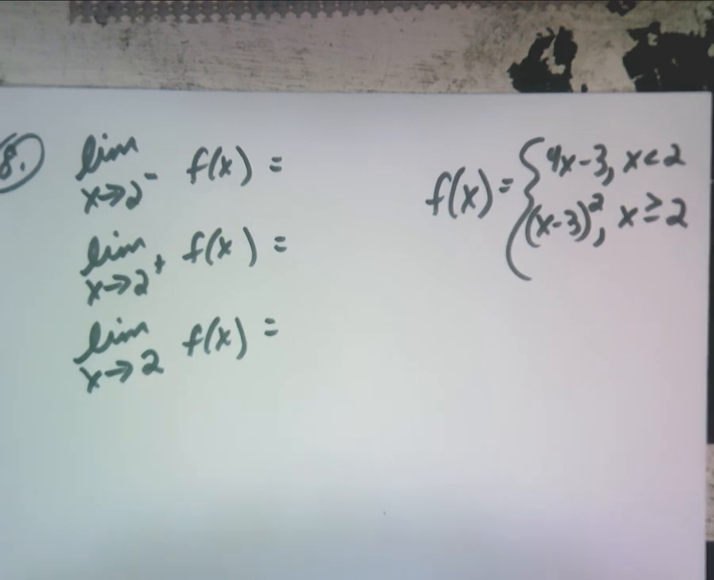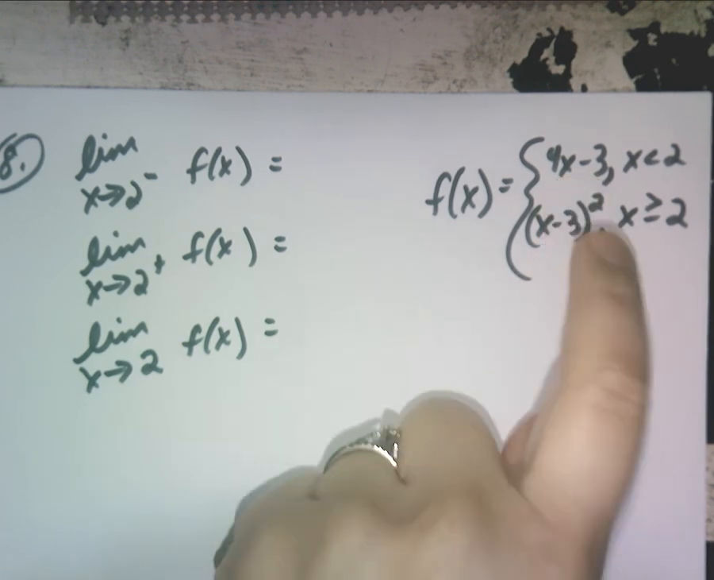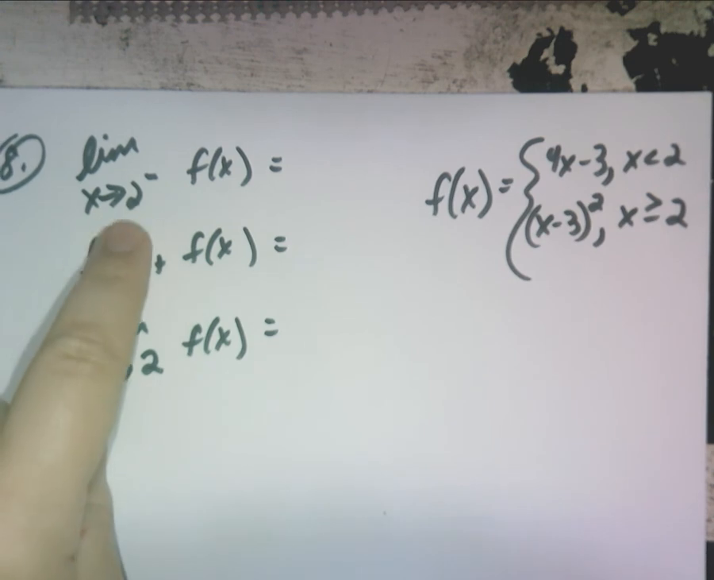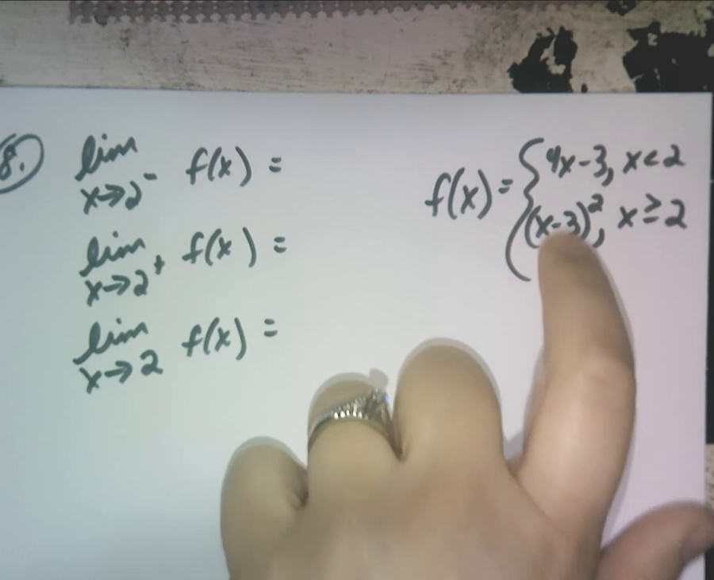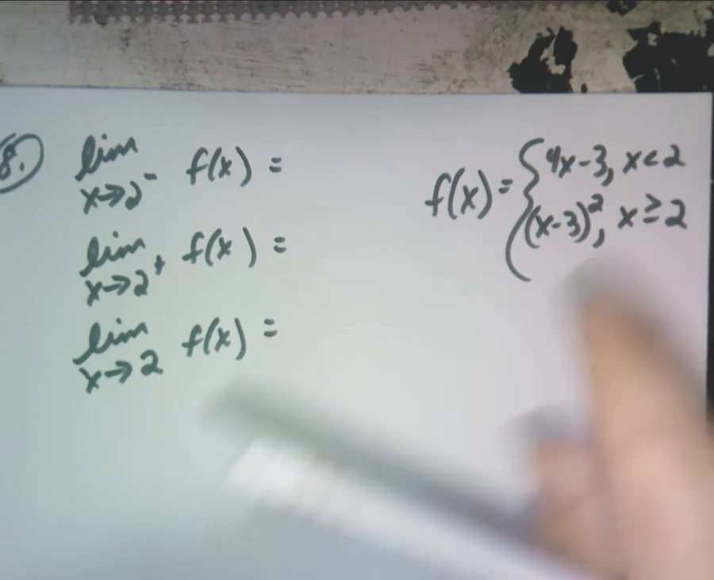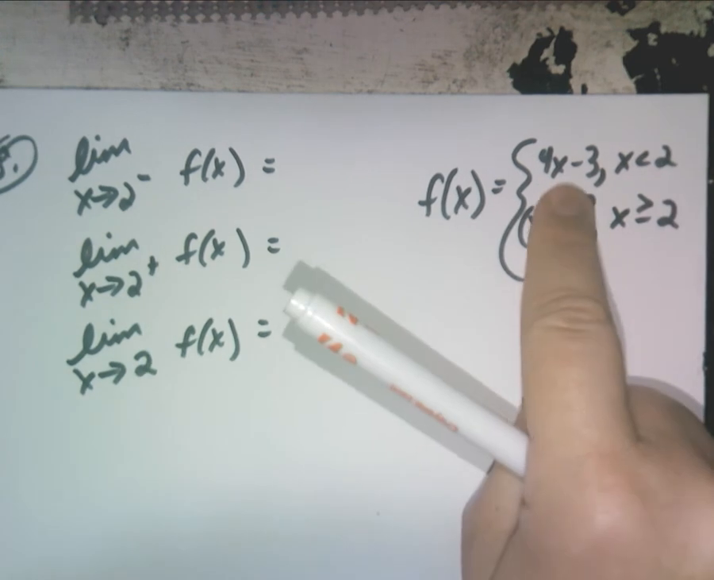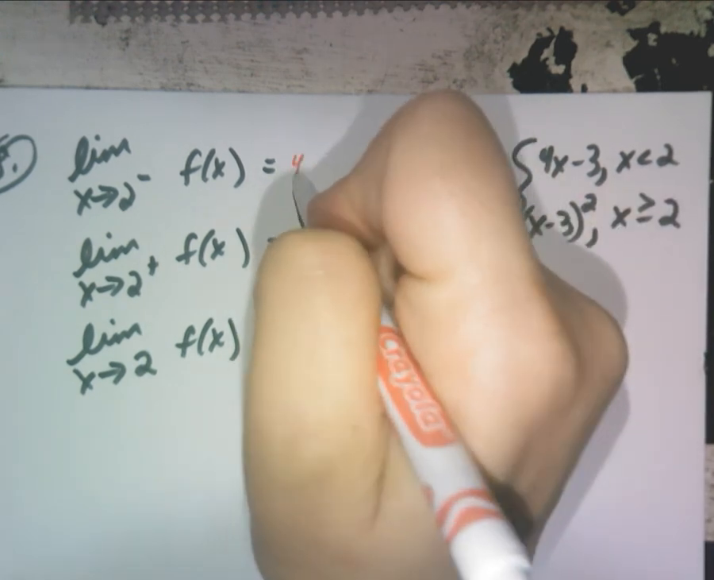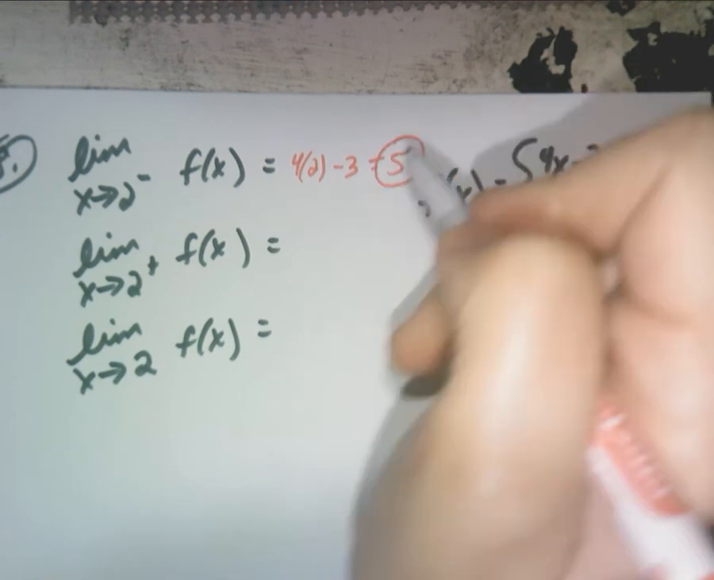Okay. So if you're coming from the left, and again, always start with direct substitution. Which piece would you plug it in, to the top or into the bottom? If you're approaching 2 from the left, would you plug it into the top or into the bottom? And tell me why. Why top? Because it's less than 2. Okay, so plug 2 in right now. What would you get out? 4 times 2 minus 3 is what? 5. That is the limit from the left.